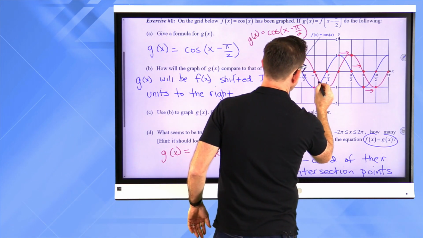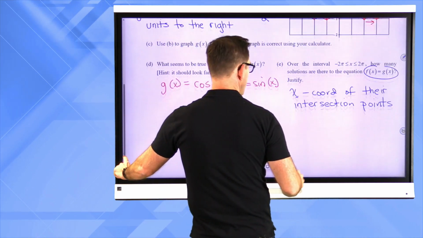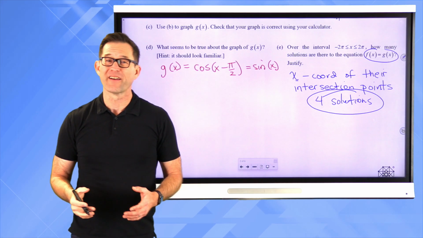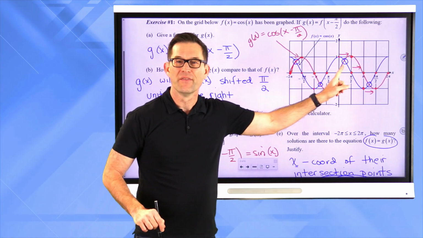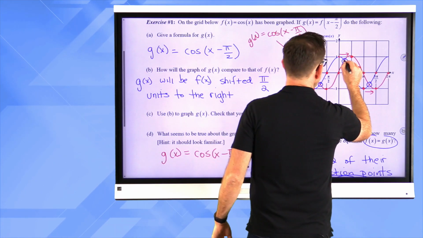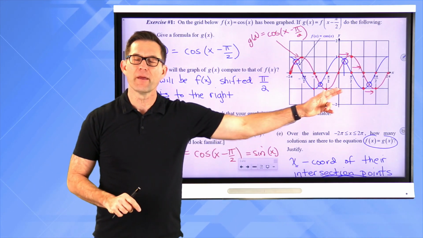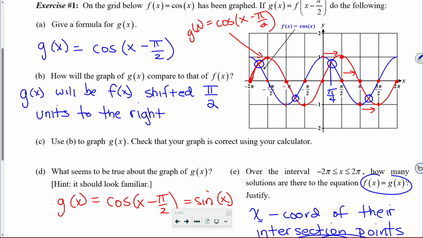There's one right here, there's one right here, one right here, and one right here. That happens to be 4 solutions. And as one final comment on this, I just want to point out one of those particular solutions. This one, right here. What is that? That is the value that is halfway between 0 and pi over 2. That happens to be pi over 4.